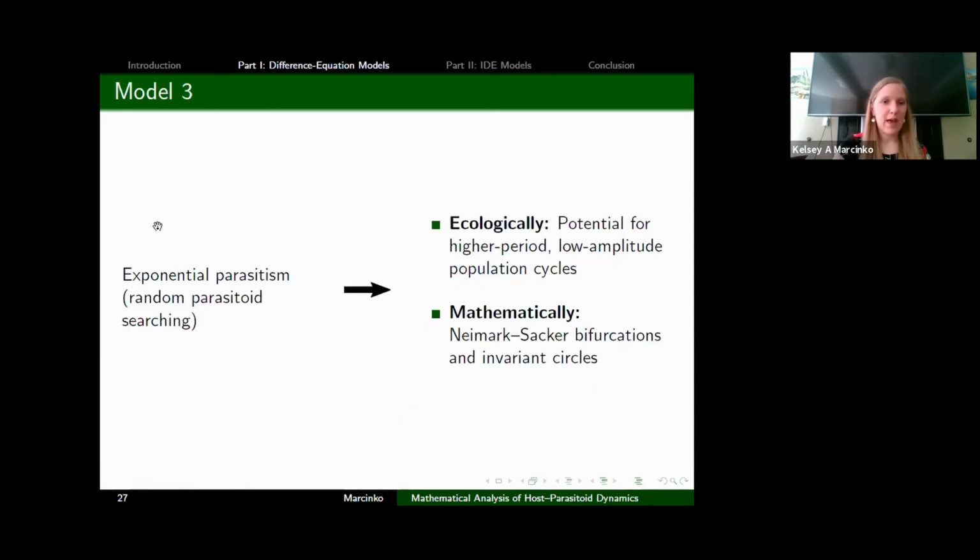So to sum that up, when we add the exponential parasitism, or the random parasitoid searching, to the model, ecologically, we're seeing these higher period, low amplitude population cycles as a possibility for the dynamics. And mathematically, we're seeing Neimark-Sacker bifurcations and invariant circles.